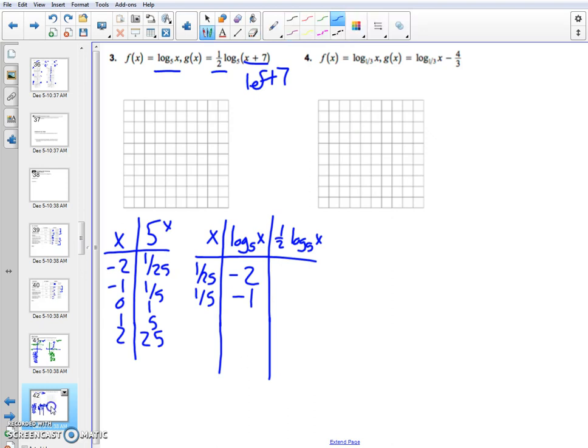Missed a point. There we go. Okay, so now to get from my second to my third column, I'm going to multiply everything by that 1/2 that's out in front. So negative 2 times 1/2 is negative 1, negative 1/2, 0, 1/2, and 1. So now the points I want to plot are in the third and first column.